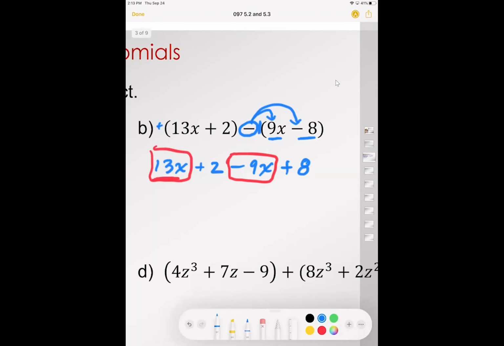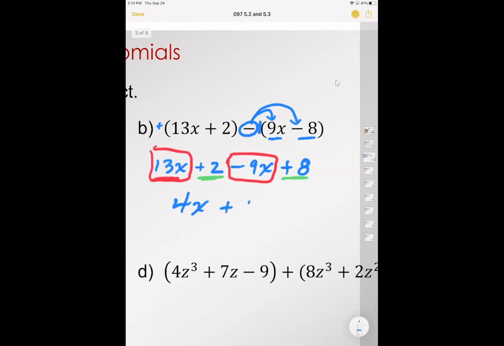And what is 13 minus 9? 13 minus 9 gives me 4, bring down my x. And the other one should be easy. My other like term: I have a 2 added to 8, and 2 added to 8 gives me 10. So my answer will be 4x plus 10.